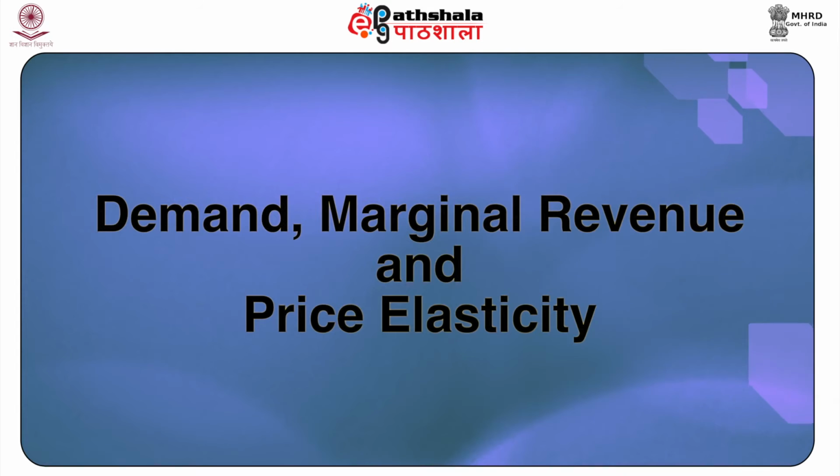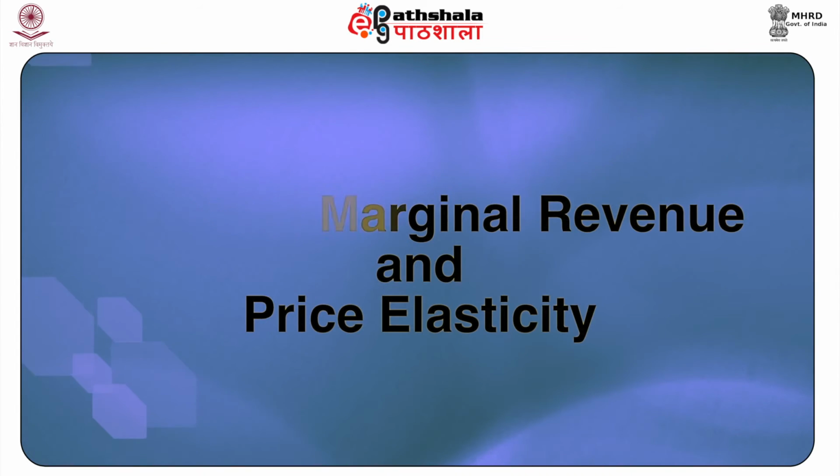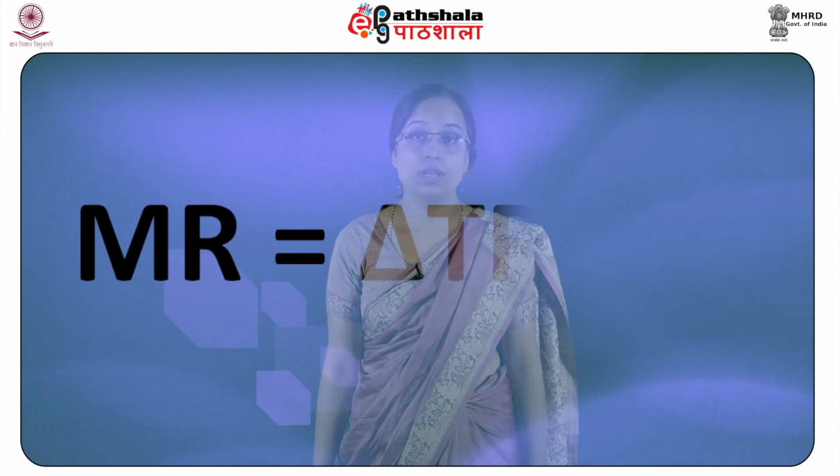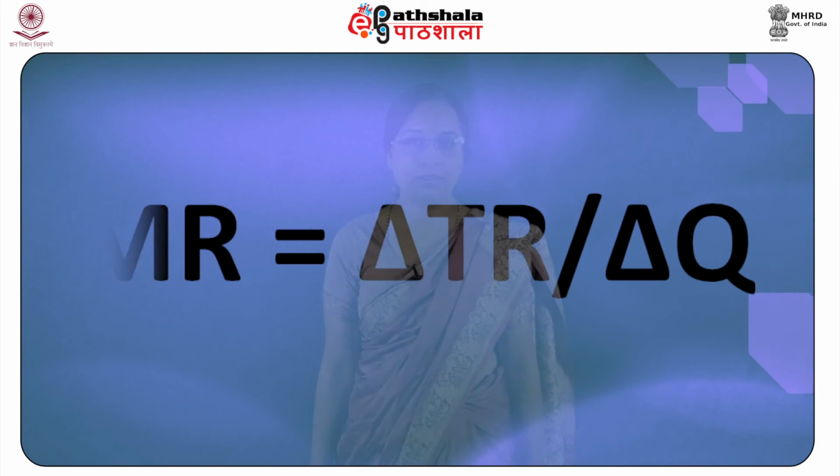Now, let us look at demand, marginal revenue, price elasticity and their relation. Besides total revenue, an equally important concept for pricing and output decisions is the marginal revenue. It is defined as the change in total revenue due to a change in the quantity sold. MR is the slope of TR.